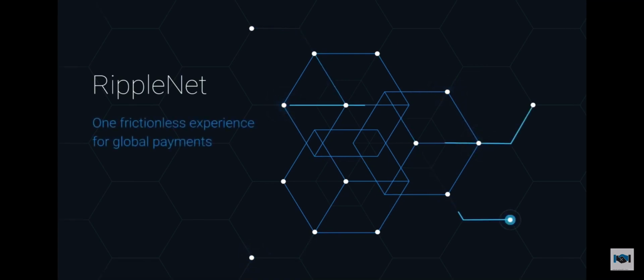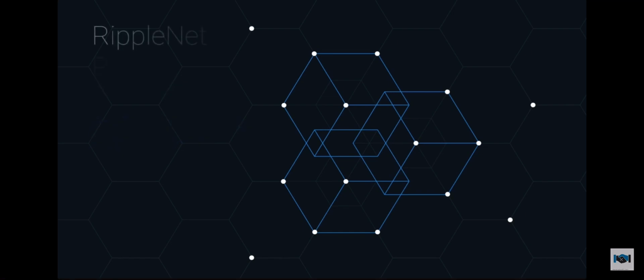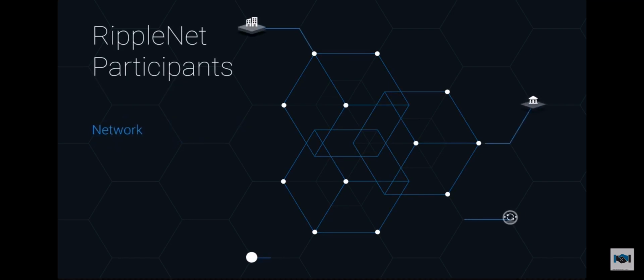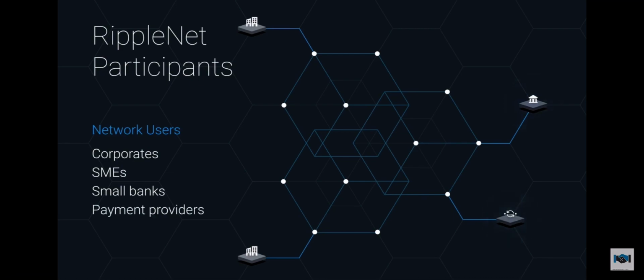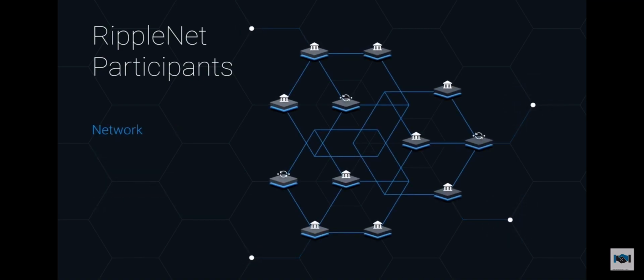RippleNet is a global decentralized network that brings together a diverse ecosystem of payments players for the first time in history. Let's look at what could be the fully realized future state of RippleNet, starting with the ecosystem of players who are categorized into two functional groups. First are network users. These are corporates, SMEs, small banks, and payment providers who only send payments. Second are the network members.